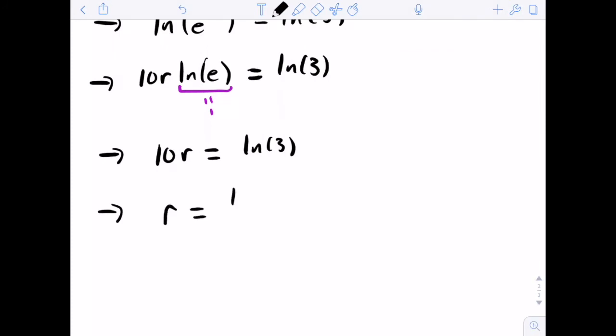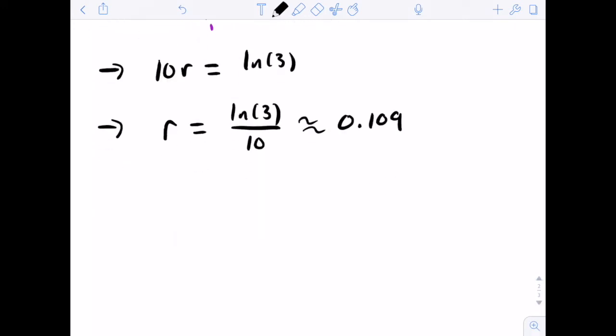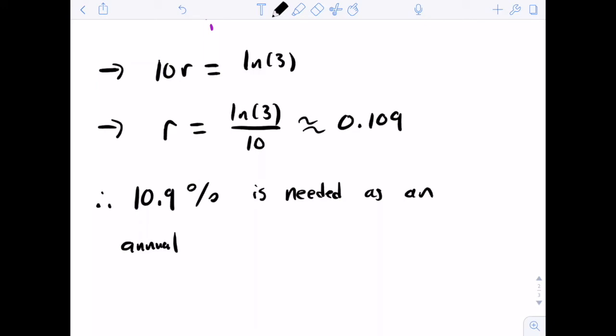So r is equal to the ln of 3 divided by 10, which is approximately equal to 0.109. To put that in percentage, therefore, 10.9% is needed as an annual interest rate in order for that to happen.